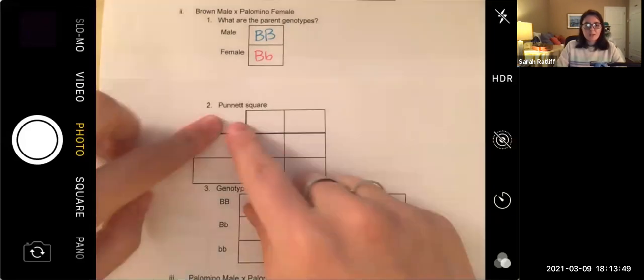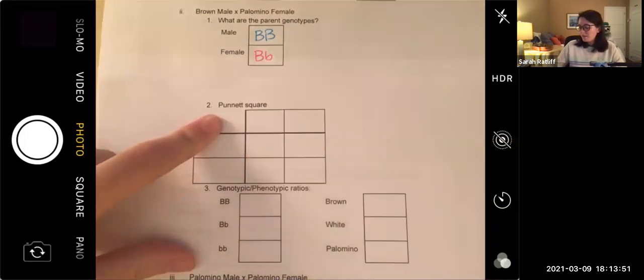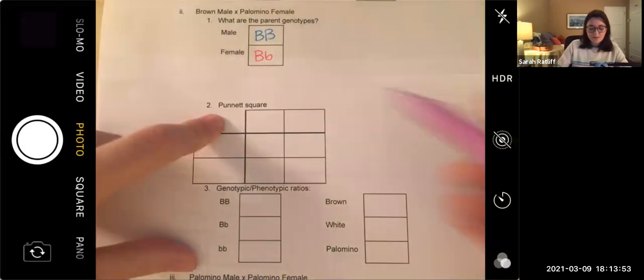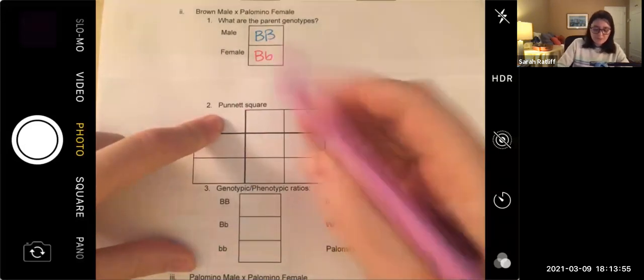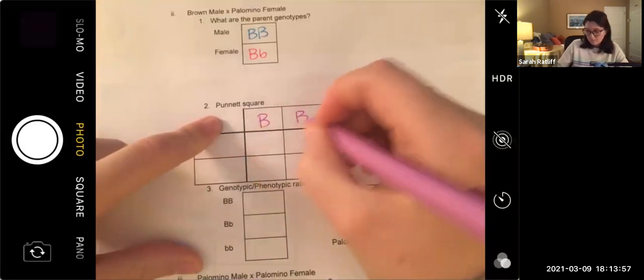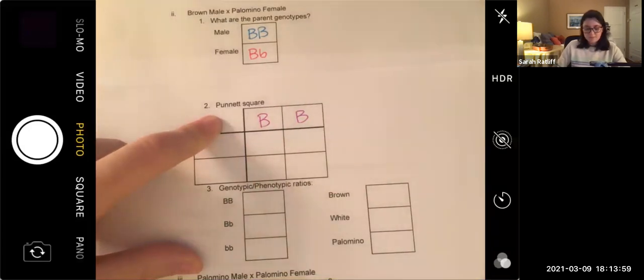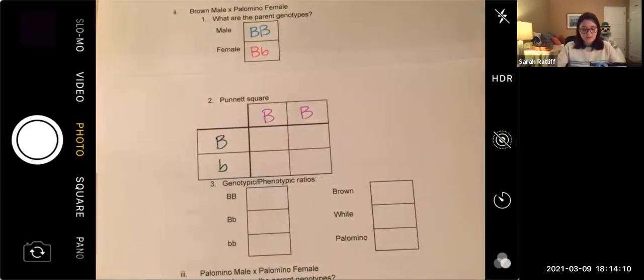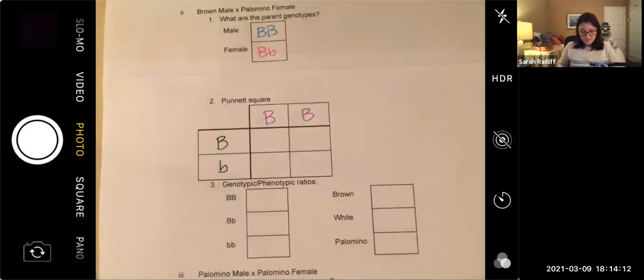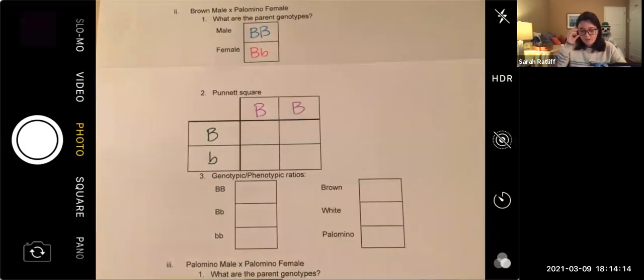So now we need to plug into our Punnett square using my same colors as before. Male, big B, big B. Female, heterozygous, 1 of each, 1 in each of our rows here, big B, little b. Now we got to make our offspring, our little children.